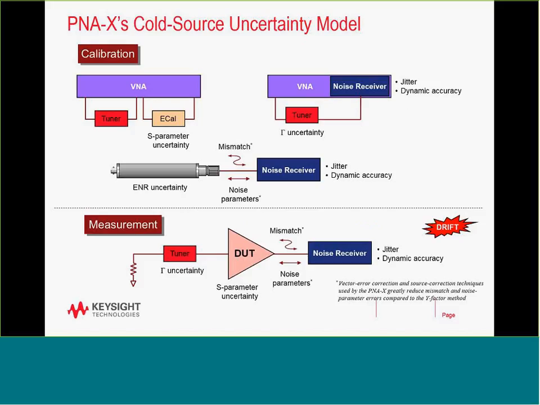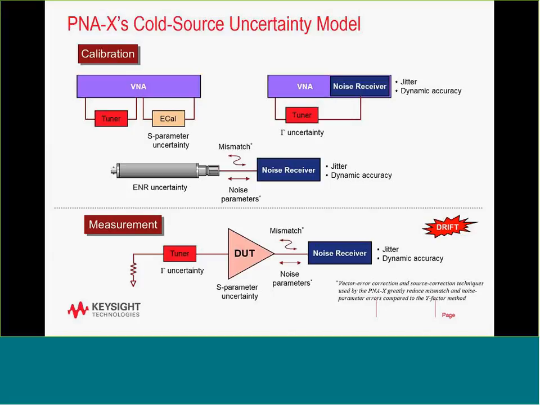You look at the cold source uncertainty method. With the VNA and the ECal, what we're actually doing is effectively removing all of the mismatches in the system. And when we do the noise receiver calibration, there's a mismatch error there. However, since we have a network analyzer, we actually measure the impedance of that noise source during the noise receiver calibration, and we know what the mismatch of that noise source is, or the match of that noise source is.